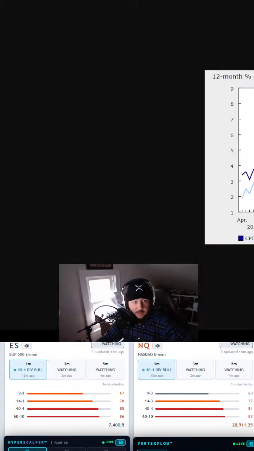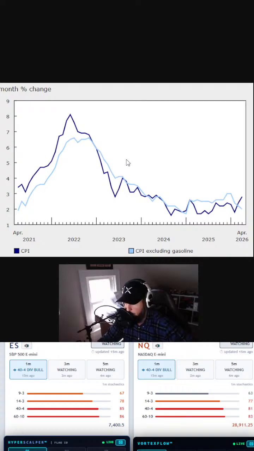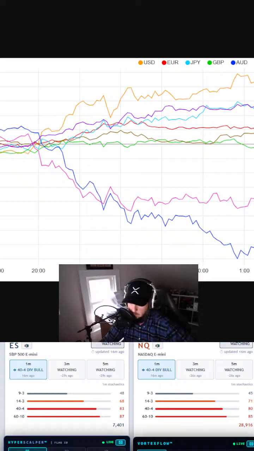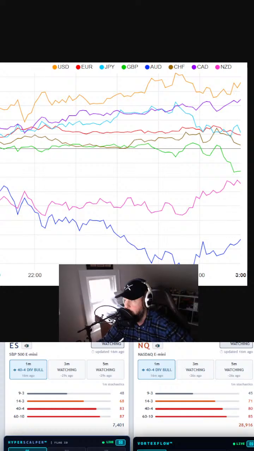Here's a Canadian CPI report chart. So 0.2% month change. So the CPI is going down excluding gasoline. With gasoline it's going up. We're still at 2. It's not bad. We have another chart here for strength of global currencies. America's at the top. The Australian dollar's at the bottom. I mean, this might be a good time to grab some Australian dollars if you're into Forex trading.